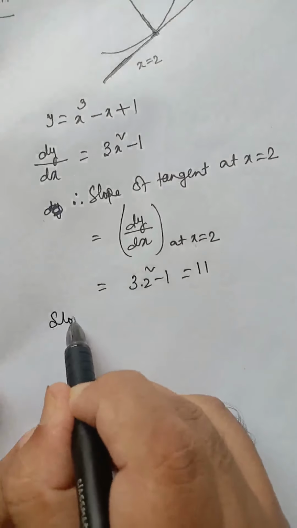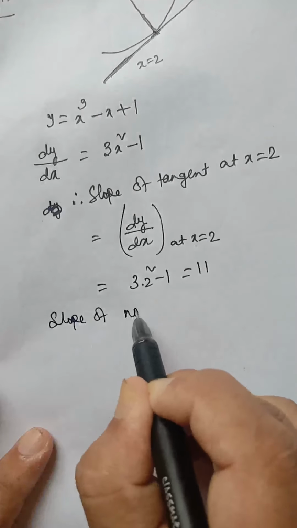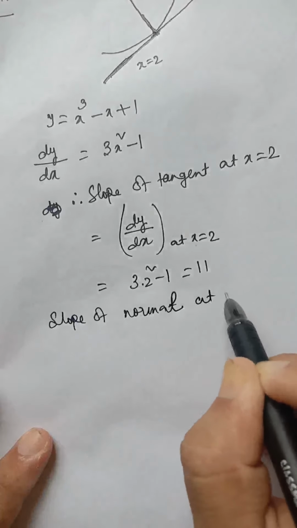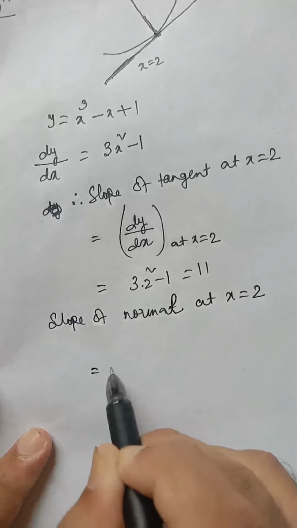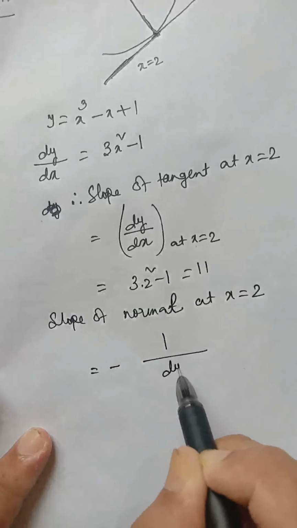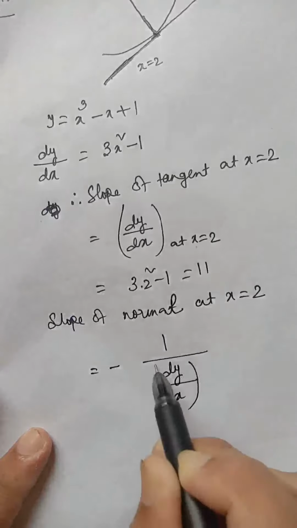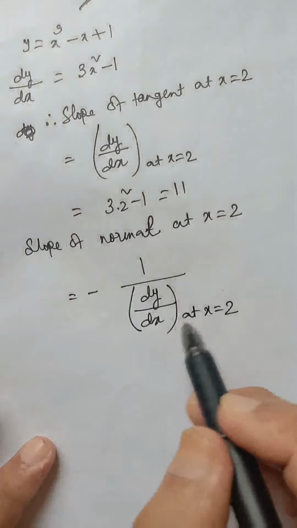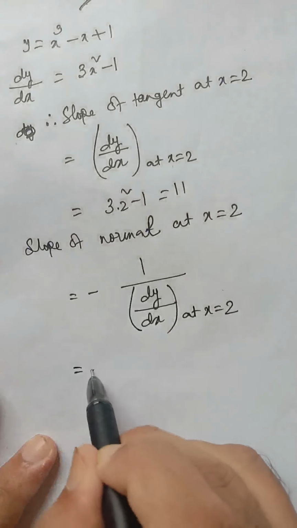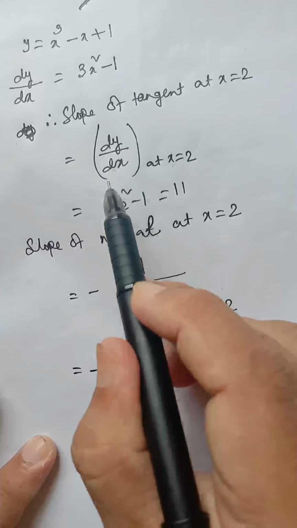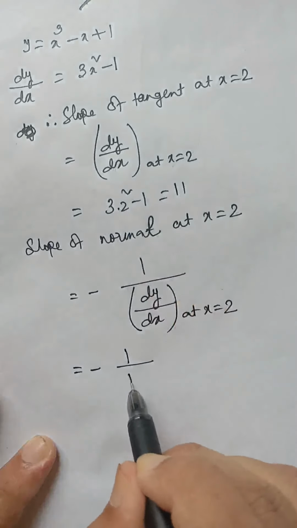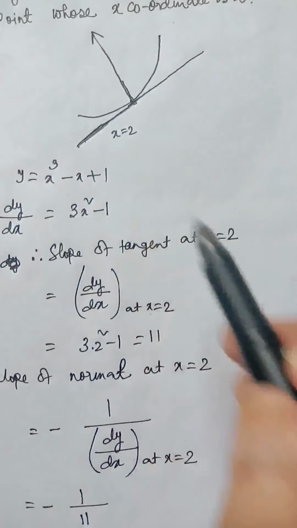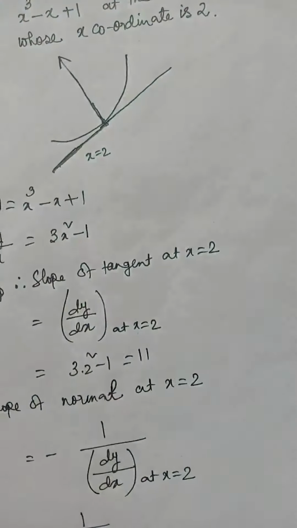Slope of normal at x equal to 2 is equal to -1 by dy by dx at x equal to 2. So it will be -1 by, and dy by dx at x equal to 2 is 11. So it will be -1 by 11. So this is the slope of tangent at x equal to 2, and this is the slope of normal at x equal to 2.